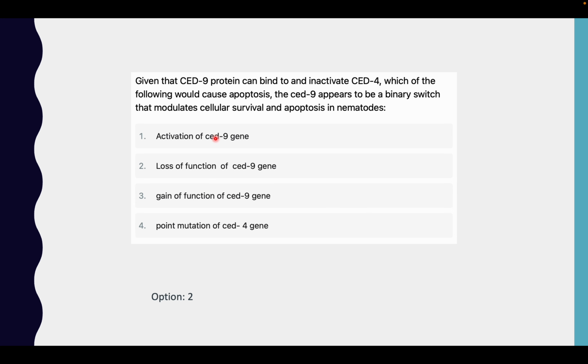Okay, so here it is saying this appears to be a binary switch that modulates cellular survival and apoptosis in nematodes. So loss of function of the CED9 gene will cause apoptosis, and not the gain of function. Okay, clear to all? Is it clear?